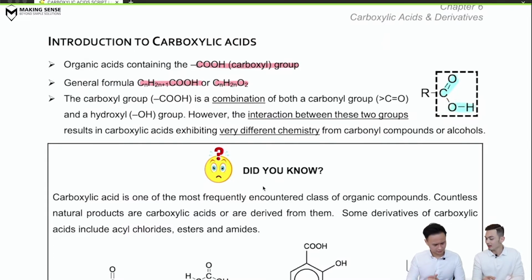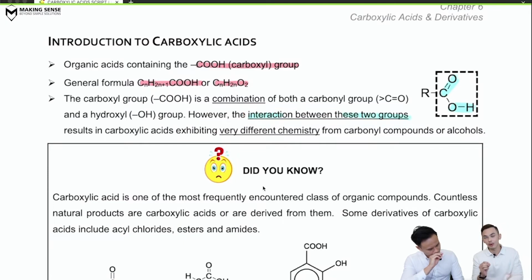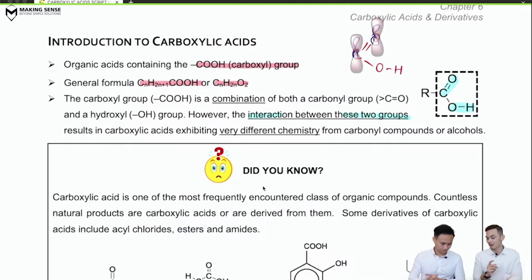Right, so even though it looks like there are two different functional groups, what happens right now is there's an interaction between these two groups. Let's discuss why there is interaction between the two groups. To understand this, you have to return to the concept of orbital overlap. So let's draw this together. We have our C double bond O together with OH. As you can imagine, for C double bond O, there will be a pi bond that runs across the C double bond O.